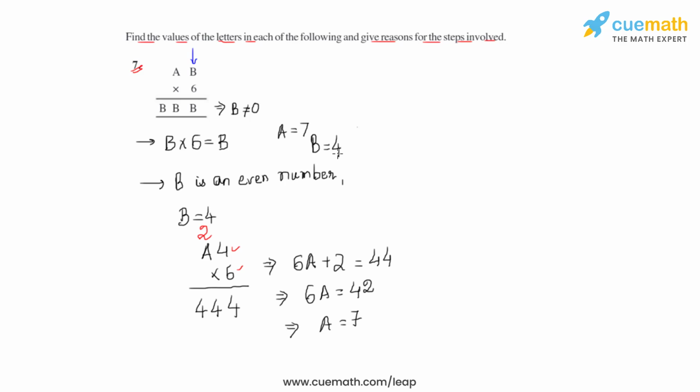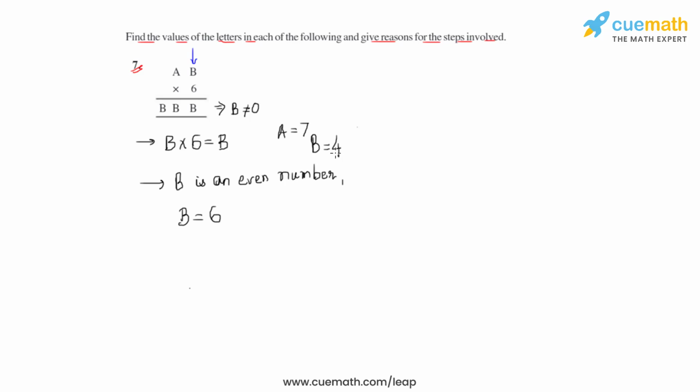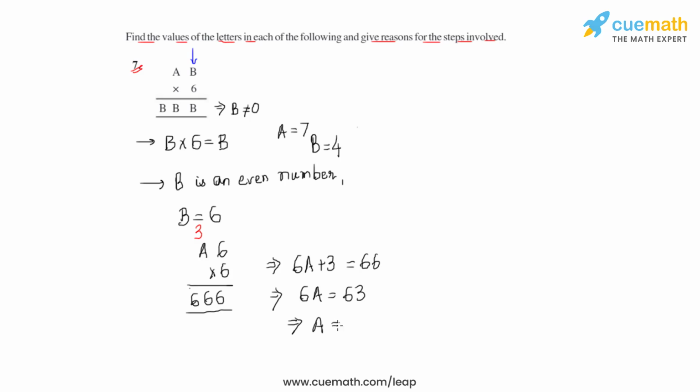Let us see what happens if we consider the next even number. If we consider the value of B to be 6, A6 times 6 gives us 666. This is only possible when 6 times 6 is 6 and the carry would be 3. Based on this, let us see the value of A. So 6A plus 3 equals 66, where again 6A equals 63. If we solve this, we'll again see that the value of A is not a single digit. Hence, this assumption is also not true.